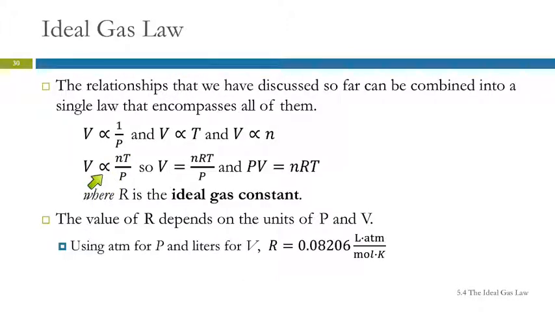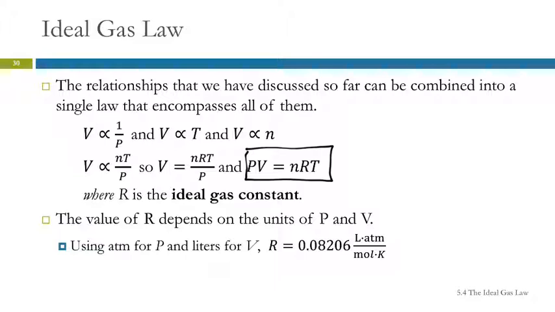To turn a proportionality into an equality, you need to add a constant. And so this constant would be R. So V equals a constant times nT over P. So that's the ideal gas law, but we usually rearrange it and look at it this way: PV equals nRT. And that's what's referred to as the ideal gas law, and that is an important equation.